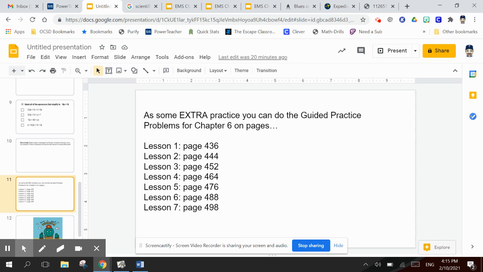For some extra practice over the weekend and on Friday to get you ready for this test, you can turn to page 436, 444, 452, 464, 476, 488, and 498, and work on the guided practice problems for Chapter 6. Here are the pages that you can use. You can take a picture of it, screenshot it, save it to your computer, or just keep the video on right here to show those pages.